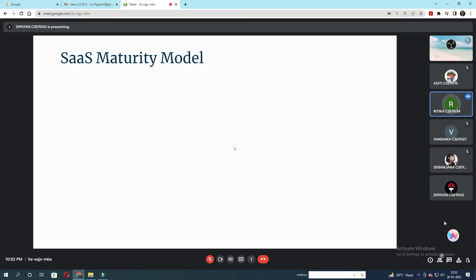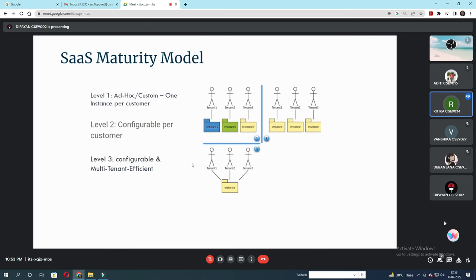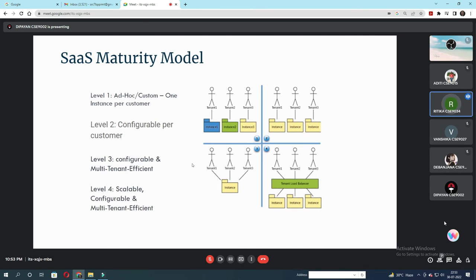So let's discuss the SaaS maturity model. The SaaS maturity model is broken into four levels, and each of them brings certain opportunities and challenges that one should be aware of when accessing SaaS vendors. Level 1, single tenant and customer instances.